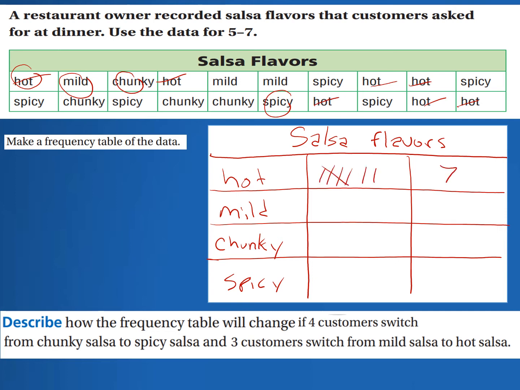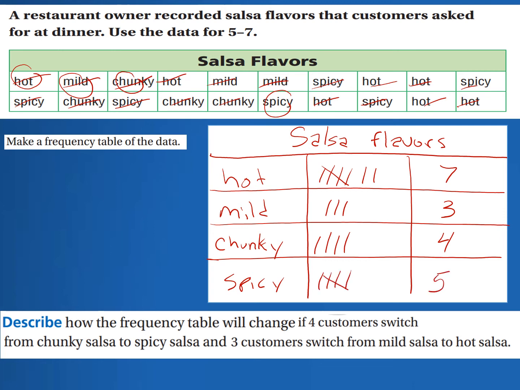All the mild, 1, 2, 3 mild. All the chunky, 1, 2, 3, 4 chunky. And all the spicy, 1, 2, 3, 4, 5 spicy.